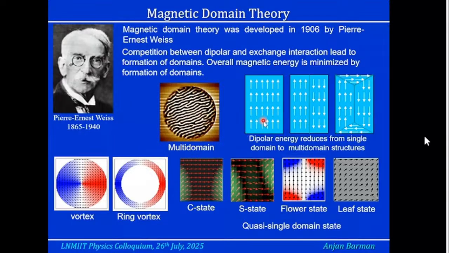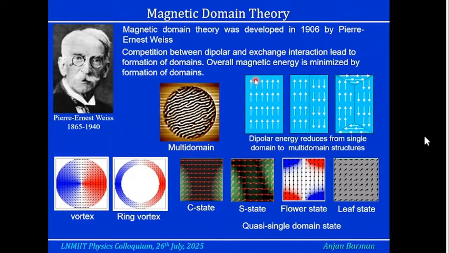So now you see that here you have parallel alignment of spins, but that costs a large exchange energy. If you make a domain like that, then you somewhat reduce the exchange energy cost, because now dipolar energy is also playing a role. And the best possibility would be a closure domain structure like that. So you can see that here the magnetization is along that direction, here like that. So the total flux remains within the system.